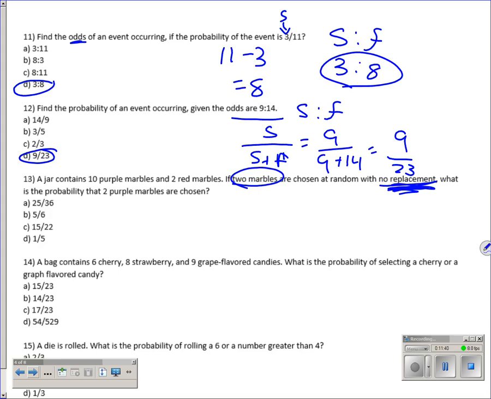Okay, so think about it. We got 10 purple marbles, and 2 are red marbles, and I'm wanting to figure out the probability of getting 2 purple marbles chosen. So you're going to take the 10 purple marbles, and we're choosing 2, and we're going to divide by the total amount of marbles, which in this case is 12 marbles, choose 2. So we did the total number of successes and the total number of failures, and I'm getting C.